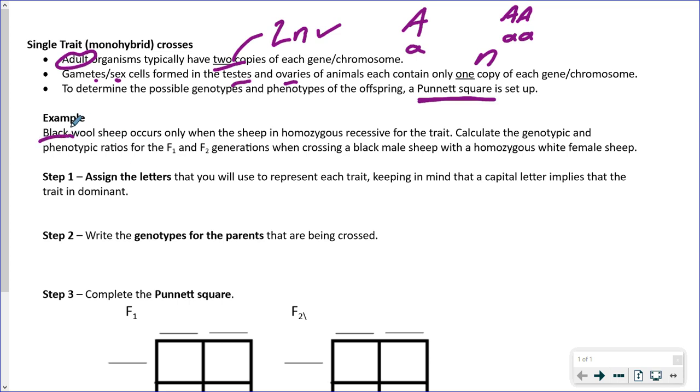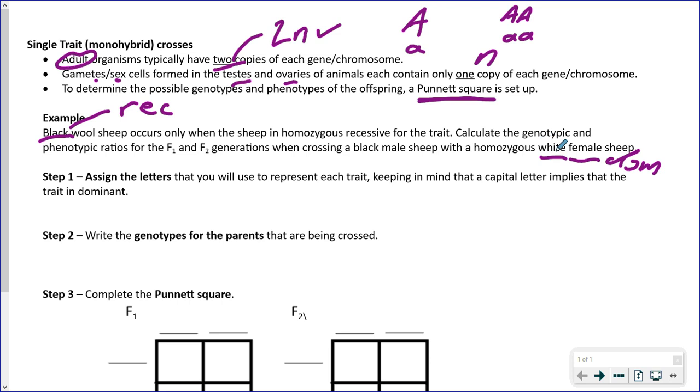There we go. So the black is going to be the recessive, because we're told that we can only get it when we have homozygous recessive, which means our white, in the case of the female here, is then going to be the dominant allele.